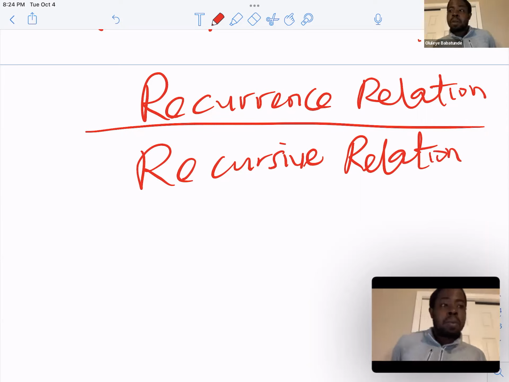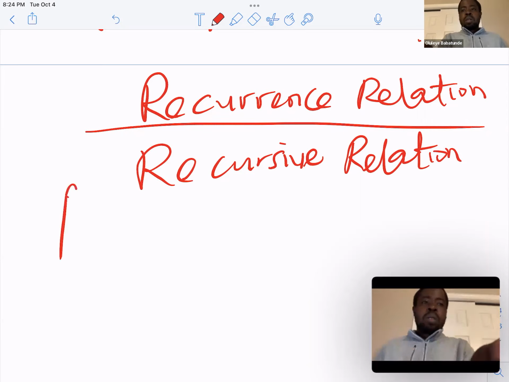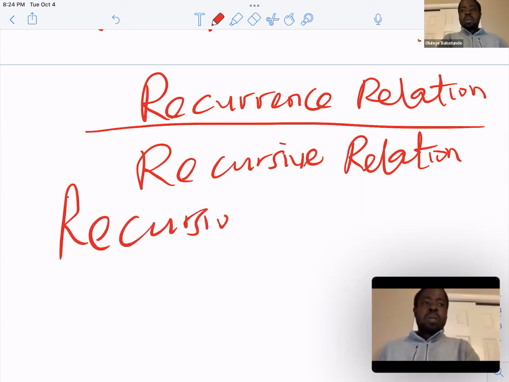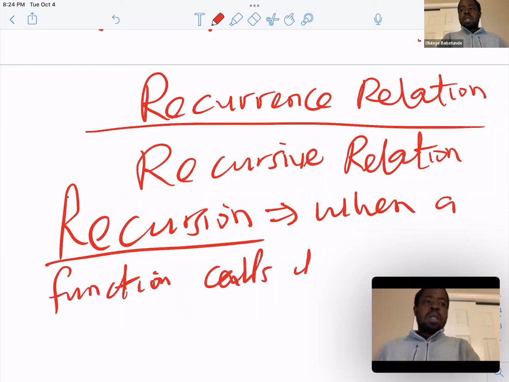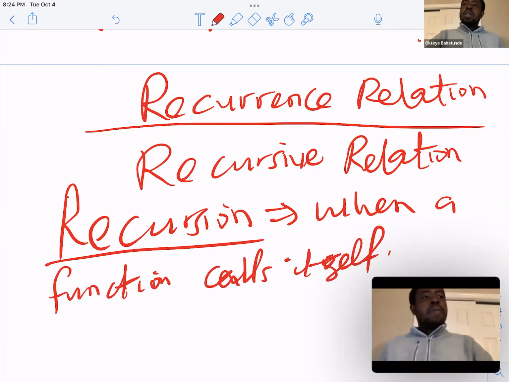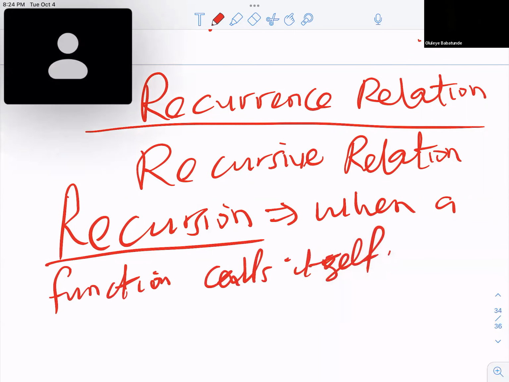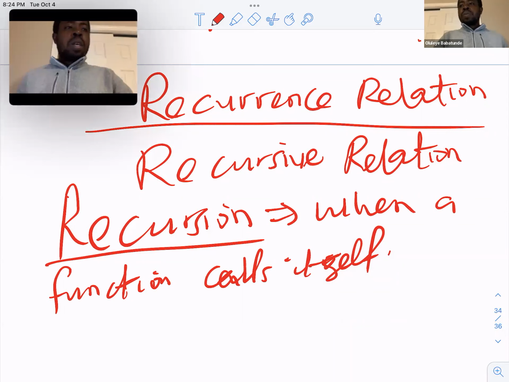If you have done a programming class, especially maybe C++ or Python, you might have heard about what is called recursion. Recursion is when a function calls itself, right? When a function calls itself, that situation is called a recursion.